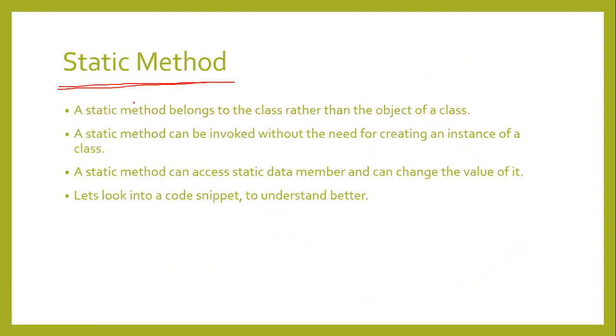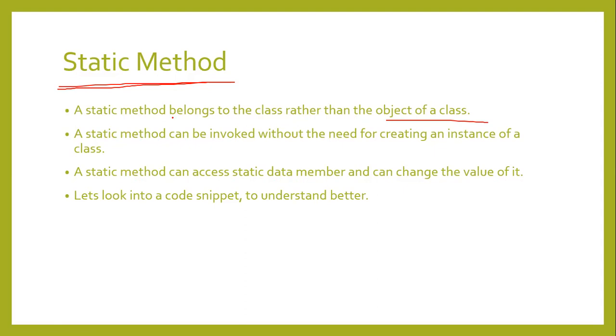We have static method. A static method belongs to the class rather than the object of the class. A static method can be invoked without the need for creating an instance of the class. A static method can access static data member and can change the value of it. Let's look into a code snippet to understand better.